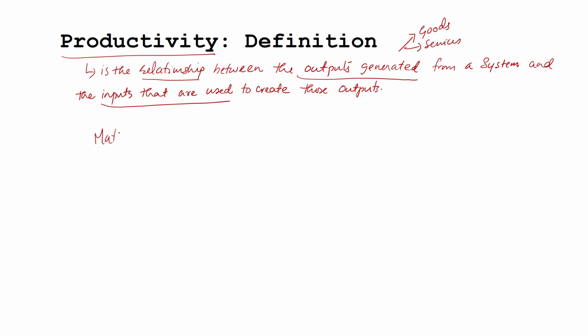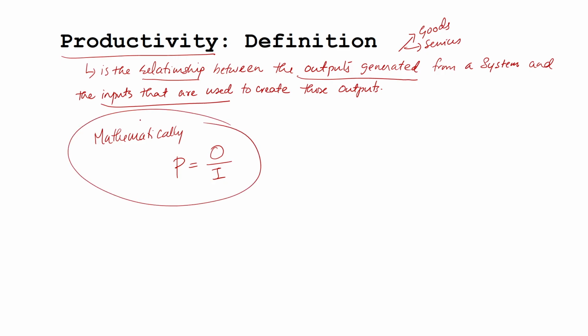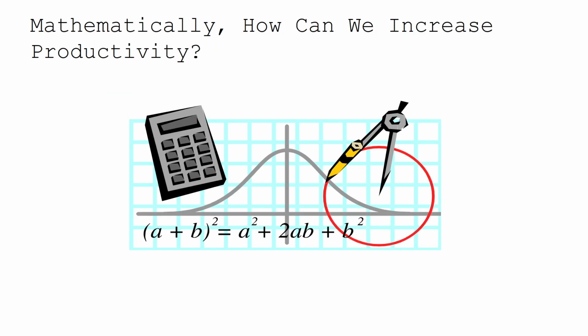So mathematically, productivity P is equal to the ratio of outputs over inputs, O divided by I. That is the productivity definition. Since it is a mathematical definition, how can we improve productivity? Okay. How can we increase the productivity? Every organization has this key question. So now let us talk about productivity improvement.